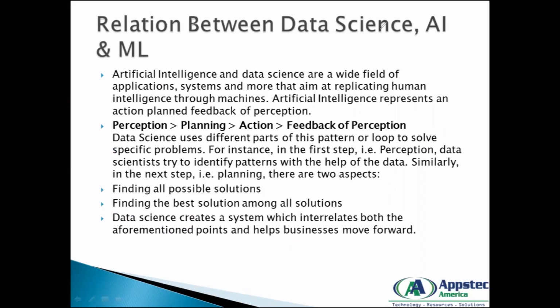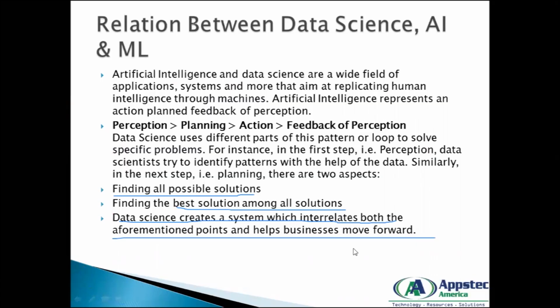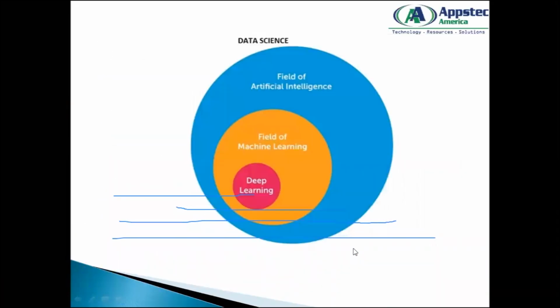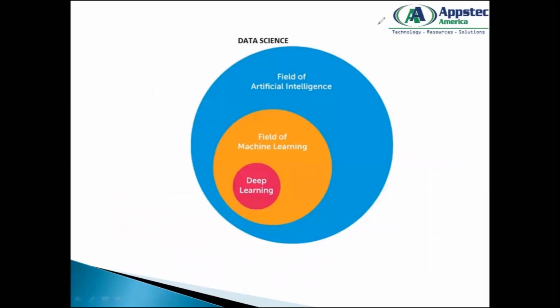This exercise is called machine learning. We try to find all possible solutions, find the best solution, and data science creates a system which integrates both the world of AI and ML. Now when we go about this step, you might have a question that, okay, we understood all these things, we understood what is machine learning, but what is deep learning? So deep learning is an advanced version of machine learning.